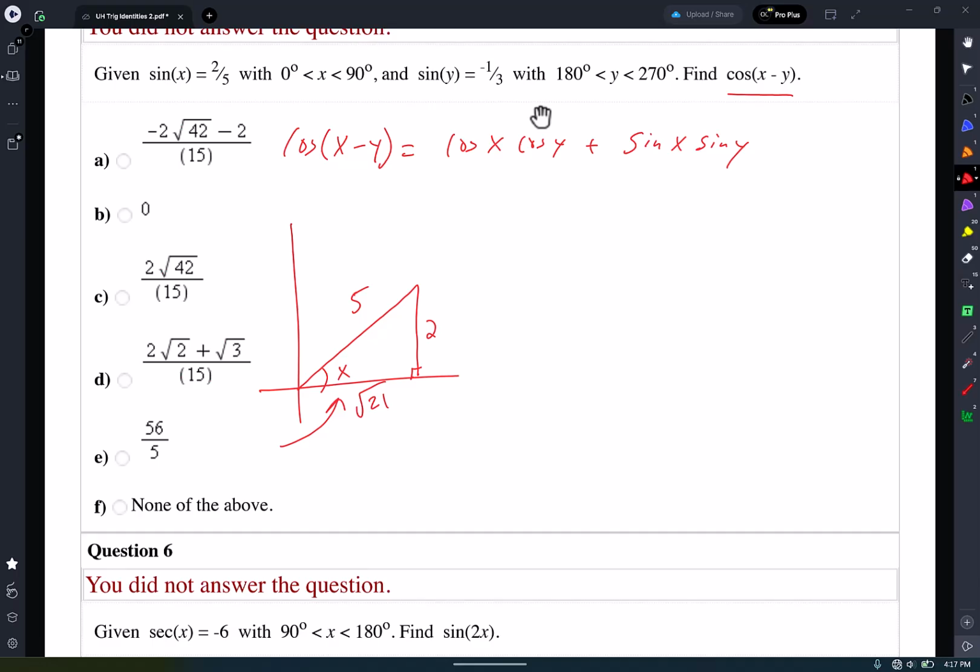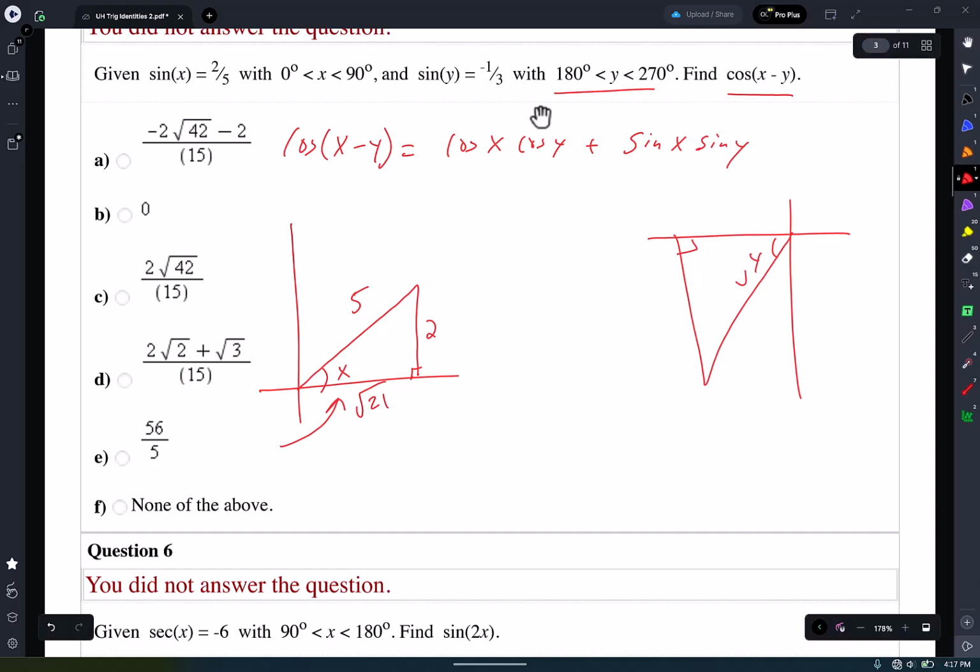All right, so now we go to the sine y. 180 to 270, that is quadrant 3. So here's angle y. I mean, it really is this one way over here like that. But we use that one to help us out. Opposite over hypotenuse, so negative 1 over 3. 3 squared is 9 and negative 1 squared is 1. 9 minus 1 is square root of 8. That's negative. And I guess let's break it down now. Maybe it'll make a difference. Maybe not. We'll see.